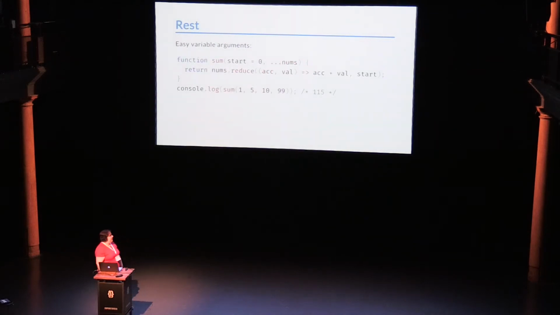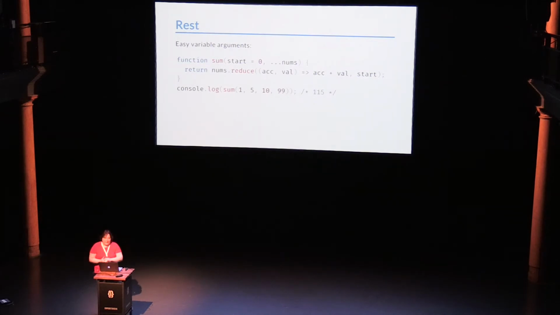And I really love variable arguments. So using rest, I can say that this function takes any number of arguments. And what I love about it is, for one, nums is an actual array, so I don't have to do anything funny with it. It's already an array. I can map on it or reduce on it.